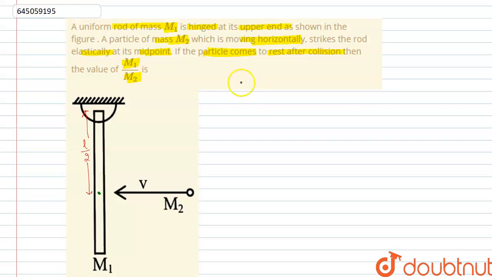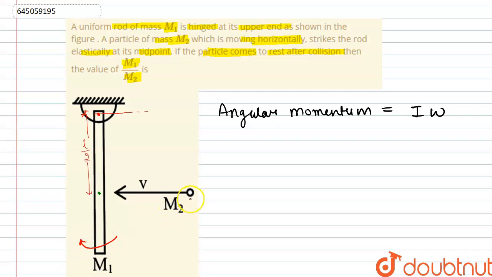So we know that angular momentum is equal to I into omega, right? Where I is the moment of inertia of this rod about this axis, right? About this axis, and omega is the angular frequency with which this rod is rotating, right? When this particle of mass m2 strikes this rod horizontally, right?